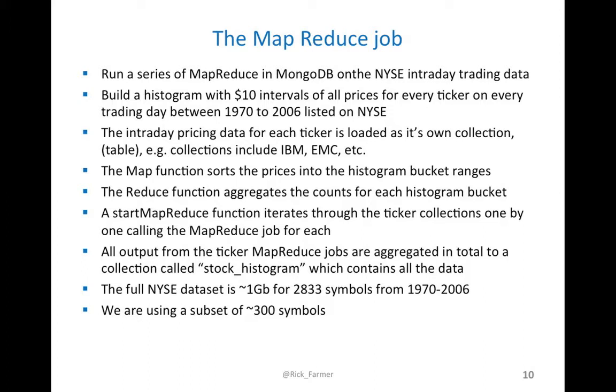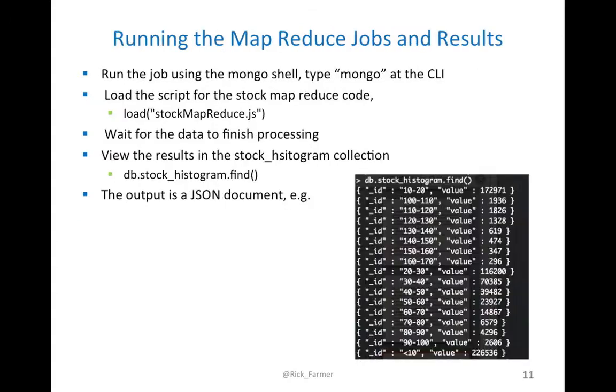And the full NYSE data set is very large. It's about 1 gigabyte for 2,833 symbols, representing every day of trade for each of those symbols from 1970 to 2006. It was so large I had to reduce it to a randomly selected set of about 300 symbols. To run the MapReduce job, you log into the Mongo shell by typing mongo at the CLI, you run the script that's supplied, load stock MapReduce.js, you wait for the data to finish processing, and then you view the results in the stock histogram collection using db.stock_histogram.find.